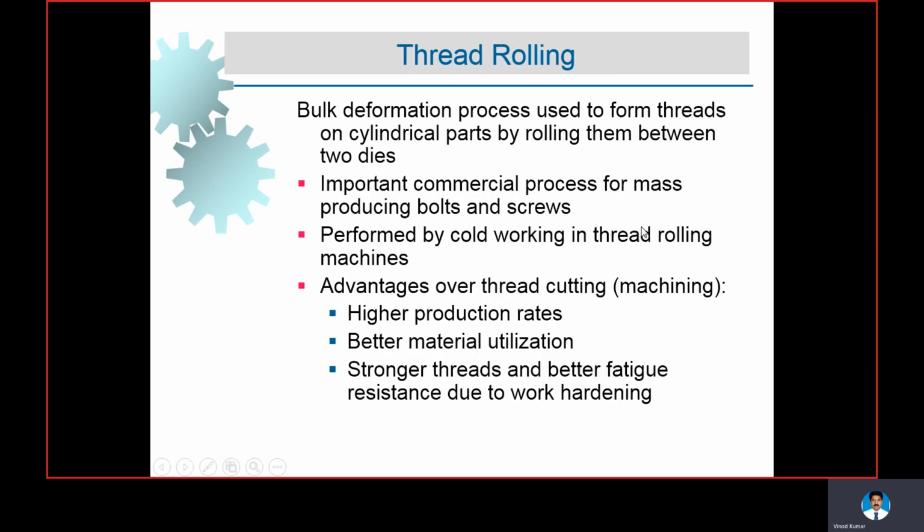Now, thread rolling is basically used to produce thread on cylindrical parts by rolling them between two dies. It is an important commercial process for mass production of bolts and screws. Advantages of thread rolling in comparison with thread cutting are high mass production, better material utilization, stronger threads, and better fatigue resistance due to work hardening.